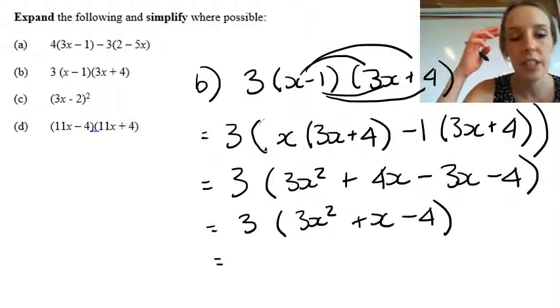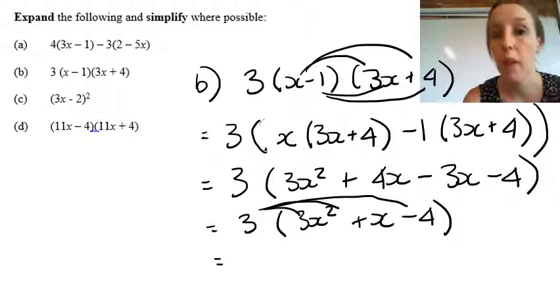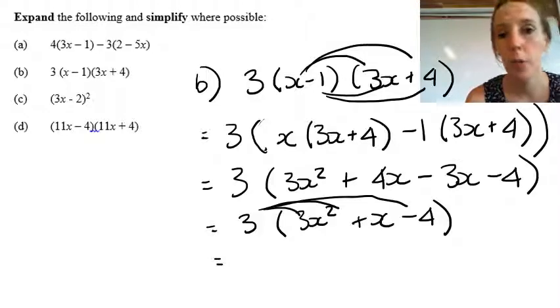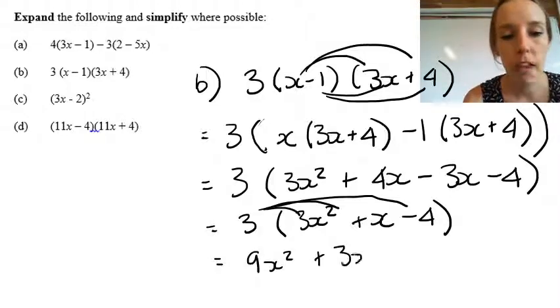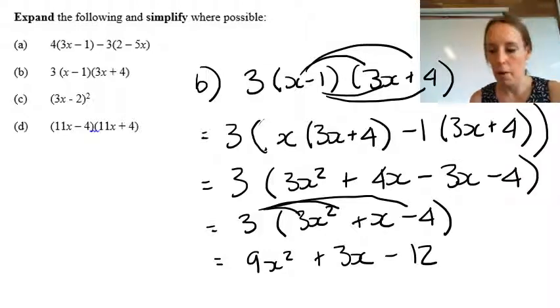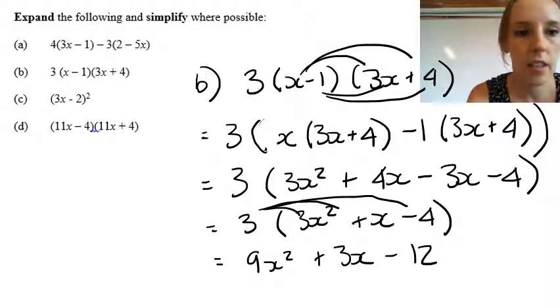And then from there, I can just expand my brackets. So everything inside the brackets has to be multiplied by that 3. So 3x squared times 3 is just going to give me 9x squared. X times 3 is going to be 3x, and the take 4 multiplied by 3 is going to be take 12. And that would be your answer there. Can't simplify that any further, so just leave that answer as it is.